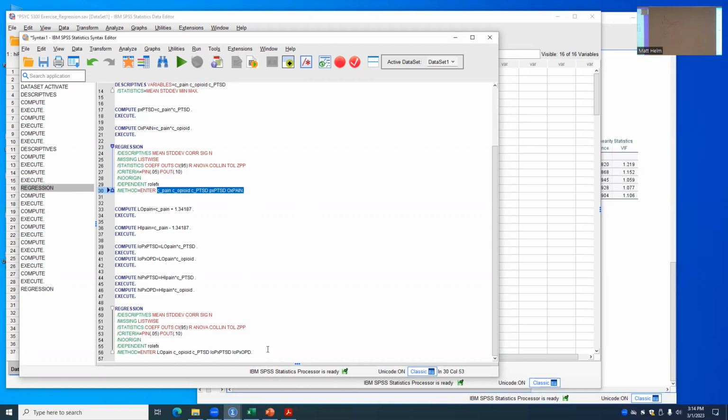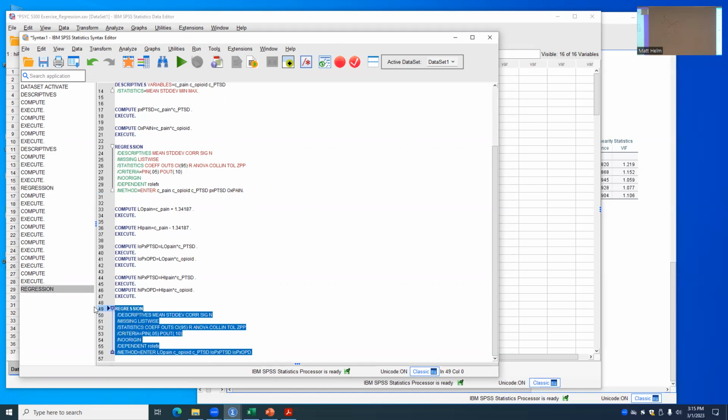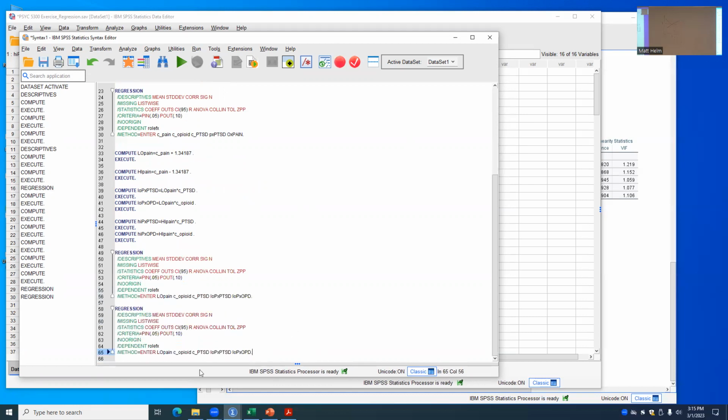Okay. And then I can take this, copy that, and now instead of low pain, I'm just going to pop in high pain. So I've got high pain, opiate use, PTSD, high pain PTSD interaction, high pain opiate interaction there.